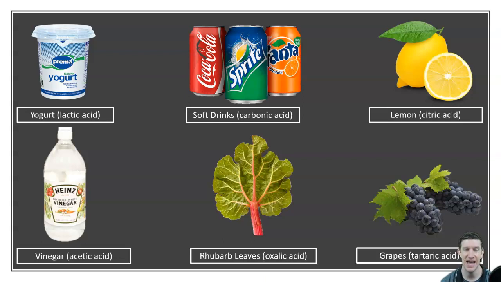Vinegar is acetic acid. Rhubarb leaves actually contain oxalic acid. And grapes actually are acidic as well, and they contain tartaric acid. So again, lots and lots of different acids, just some places that you would see it in common foods. And this is what gives it that taste we're talking about.